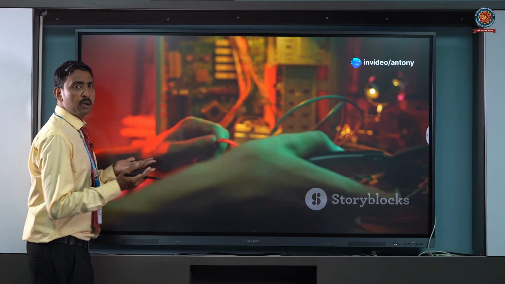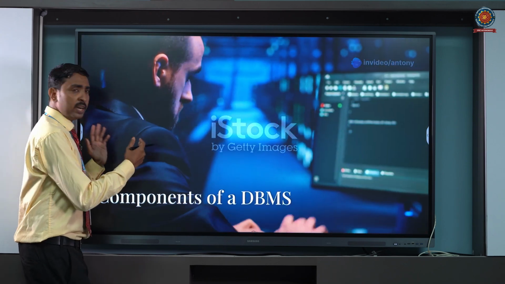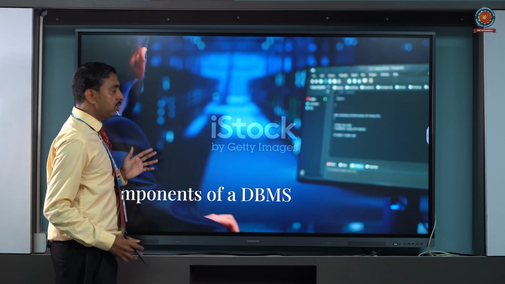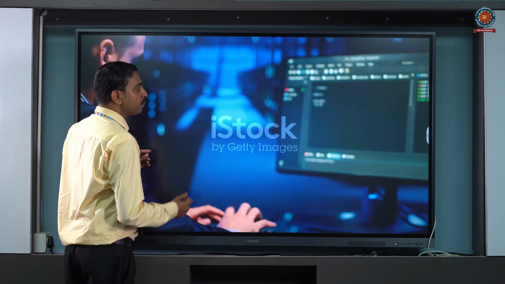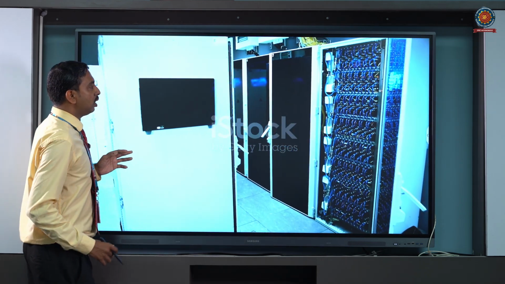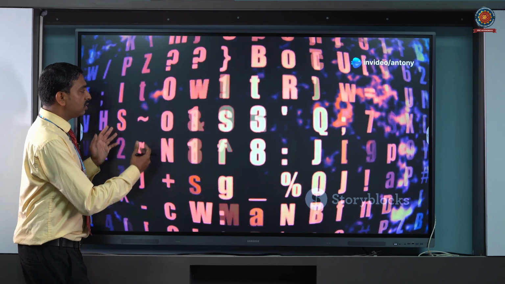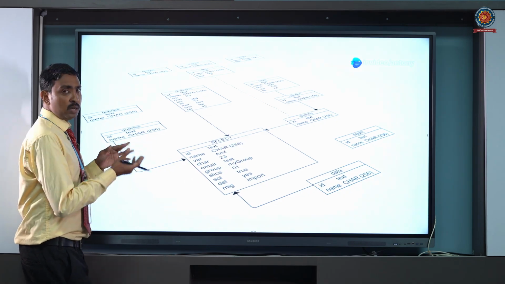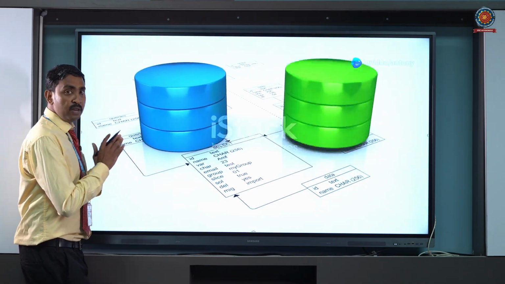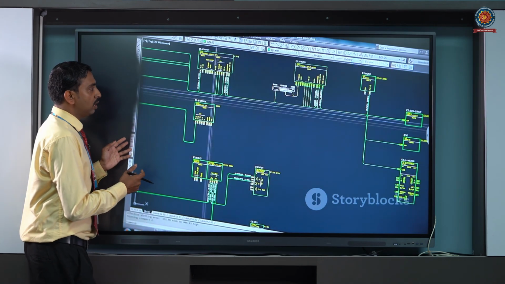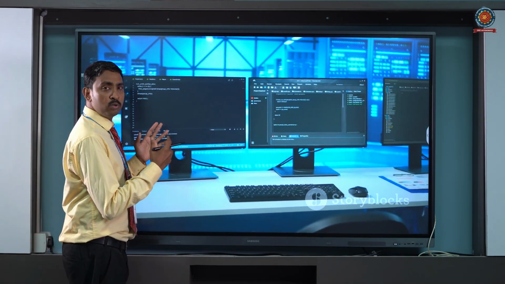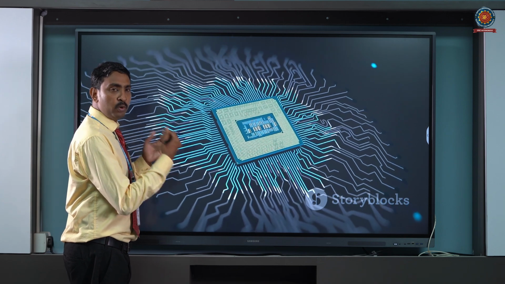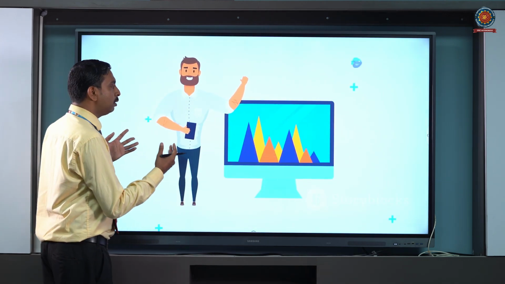We cannot maintain the data, so by using a database management system, we can maintain the data here. Next is how the front end will work. This is the front end and this is the back end. Back end people are very well aware of program coding, so they can do any manipulations.